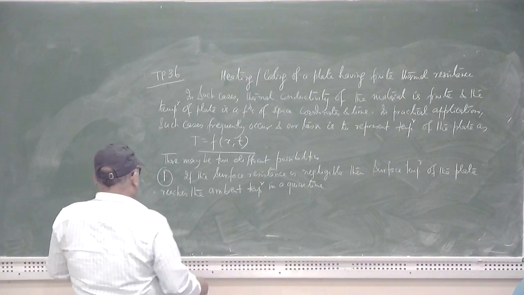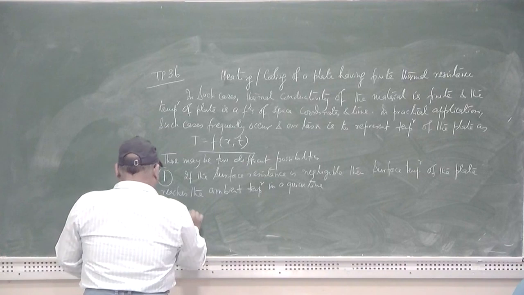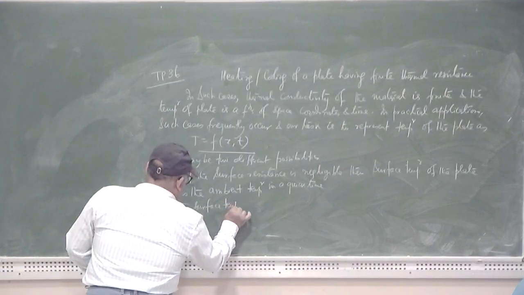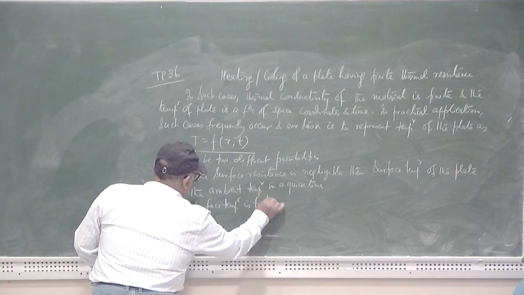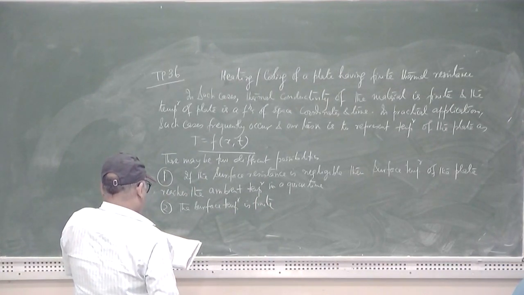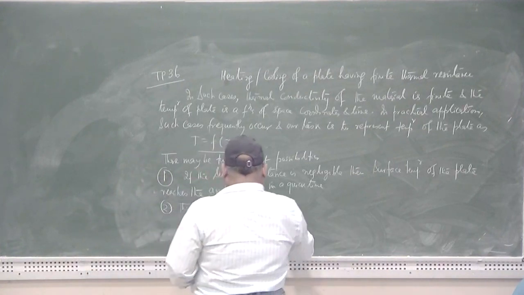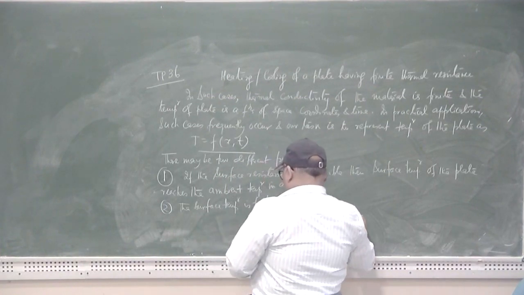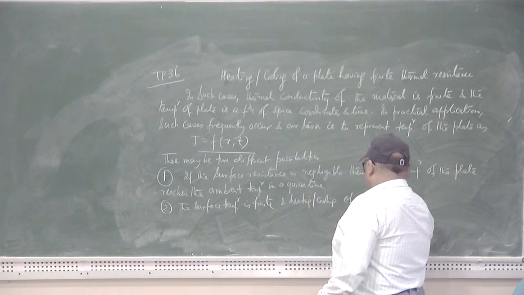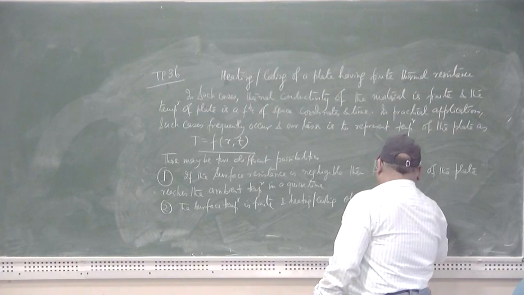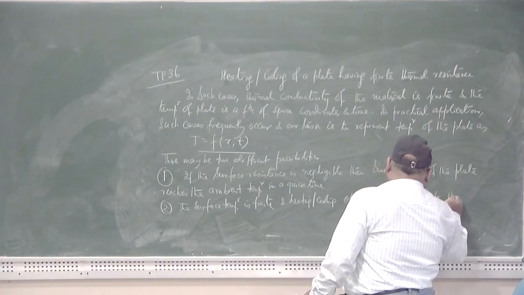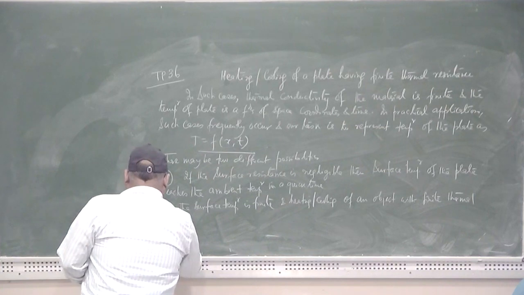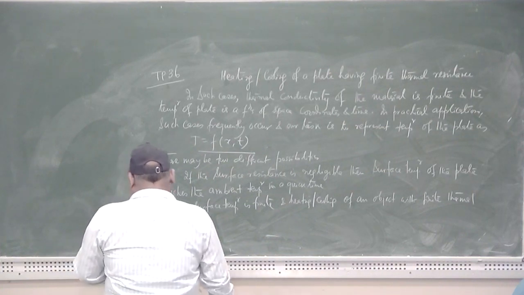Another, which is supposed to be the most practical case, is that the surface resistance is finite, and heating or cooling of an object with finite thermal resistance, that is, the surface resistance as well as the internal resistance is considered.